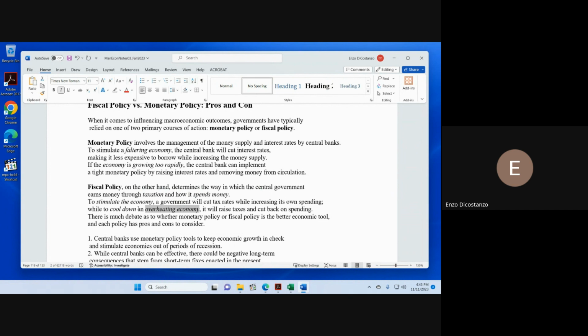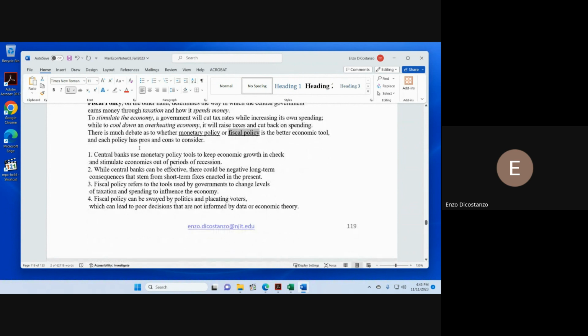There's much debate as to whether monetary policy or fiscal policy is a better economic tool. Each one has the good and the bad of it. We've repeated these a couple of times, but now we have a little more detail in terms of the advantages and disadvantages of each. So, just repeating some of the basics here, what central banks do and things of this nature.